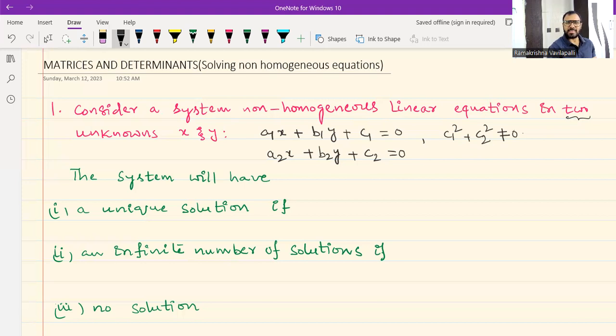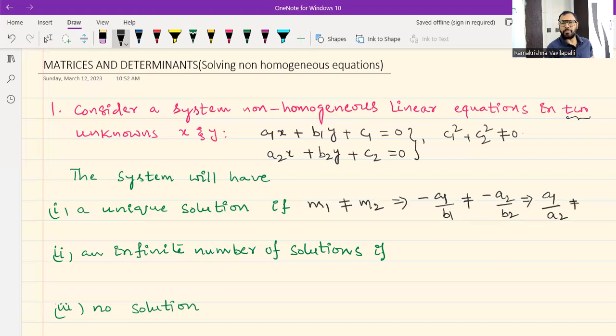So here you see, this system will have a unique solution if the slopes are not equal, m1 not equal to m2. What is the slope of the first equation? Minus a1 by b1, not equal to minus a2 by b2. This we can write simply as a1 by a2 not equal to b1 by b2.